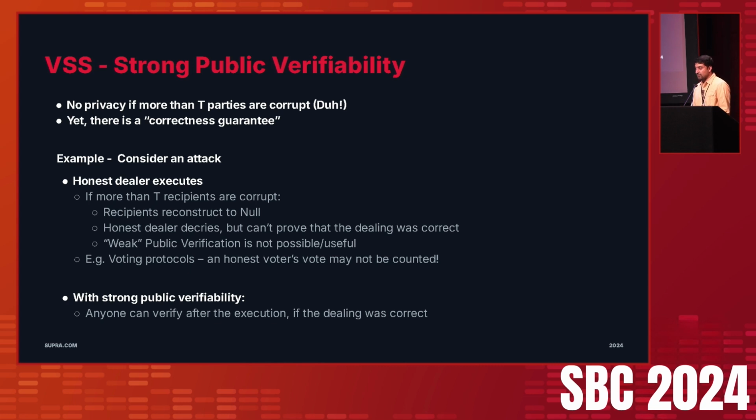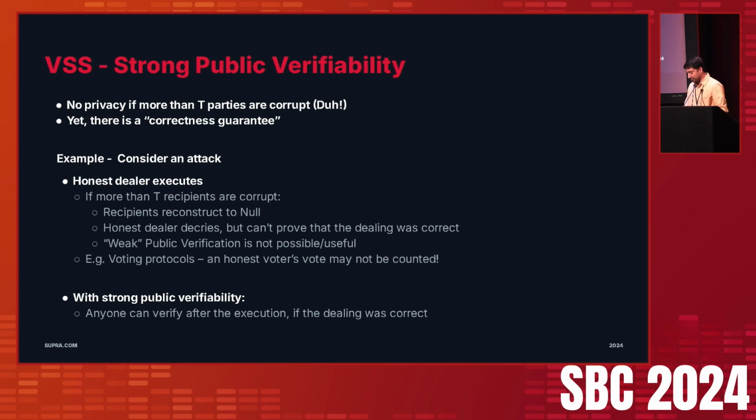Consider a simple example of secret sharing, where there is an honest dealer who has generated shares and does the secret sharing. Now if there is a dishonest majority in the system, where the number of corrupt parties is more than T, they can reconstruct to a null value, or let's say they output a bottom. So even though the dealer is honest, he cannot prove himself to the world or to the system that his dealing was done correctly.